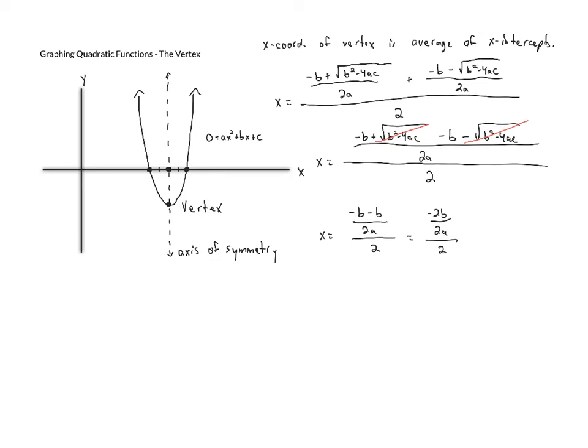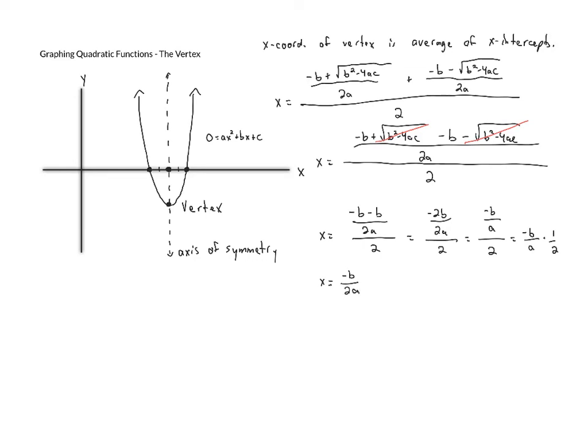If we look at the fraction up here in the numerator, we can simplify by canceling out the 2's, so that's going to give us the opposite of b over a, all over 2. And if we take something and divide it by 2, it's the same as multiplying by 1/2. So this is the opposite of b over a times 1/2. And when we multiply that together, we end up with the opposite of b over 2a.